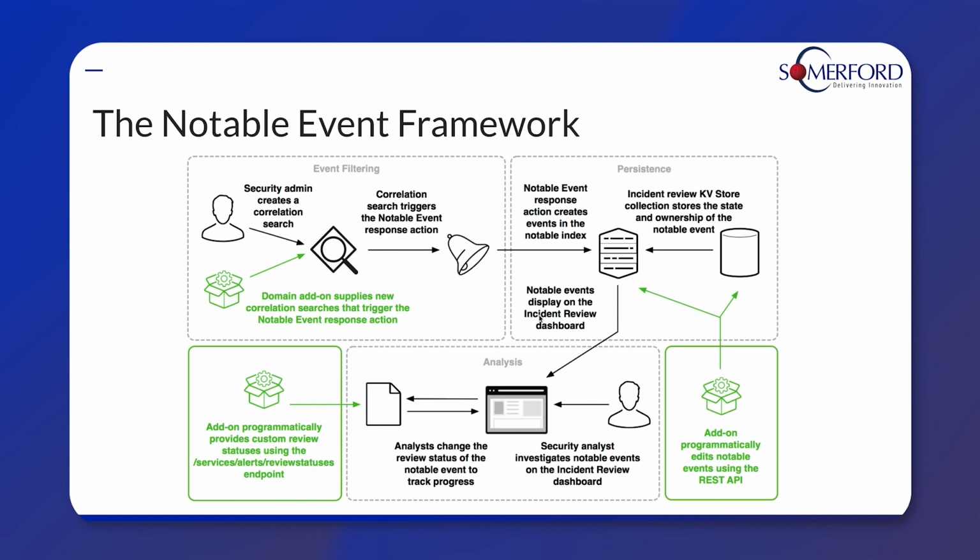So the framework, a bit of a diagram of it here. On the top, we've got a security admin creating a correlation search. That is a correlation search that will generate a notable event. If that search triggers, the notable event is generated. It's persisted, so it's actually a piece of data or an event that's indexed. There's a notable event index, and incident review as well. Some information is also provided within the KV store as a collection. You can view the notable events on the incident review dashboard, which we'll look at shortly. Analysts can change the review status of a notable event, things like new and open. And all that information is displayed within Enterprise Security.